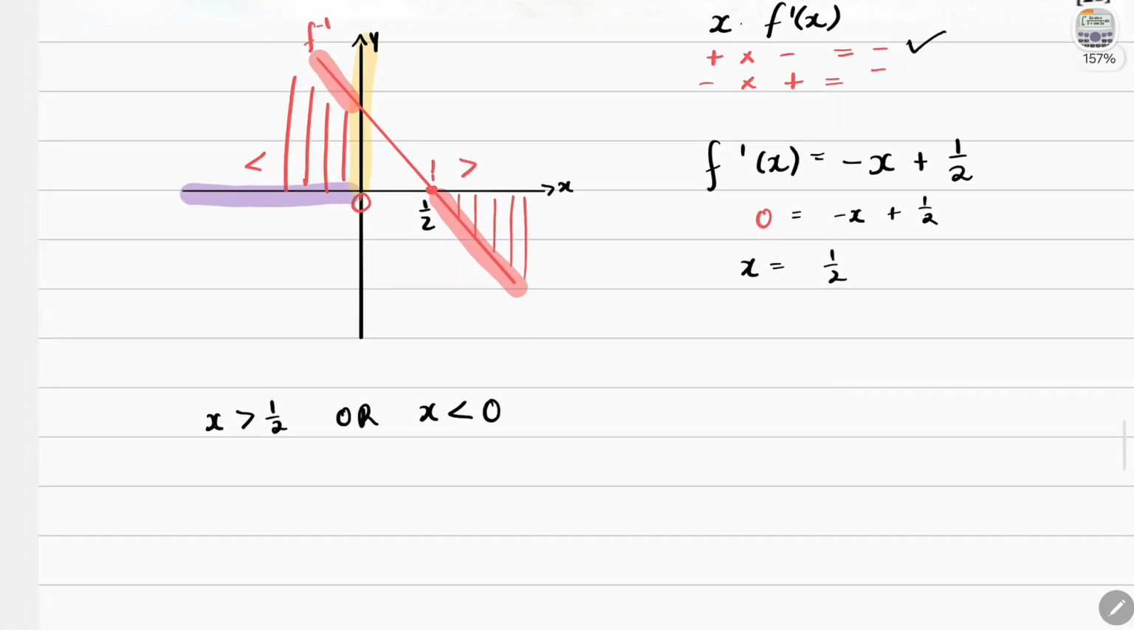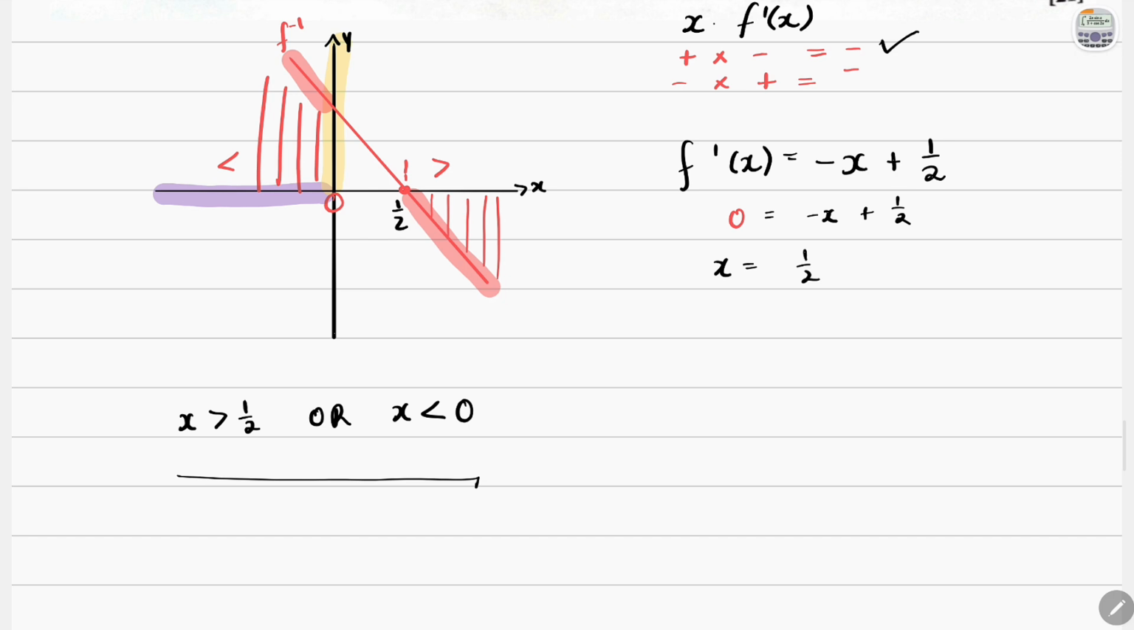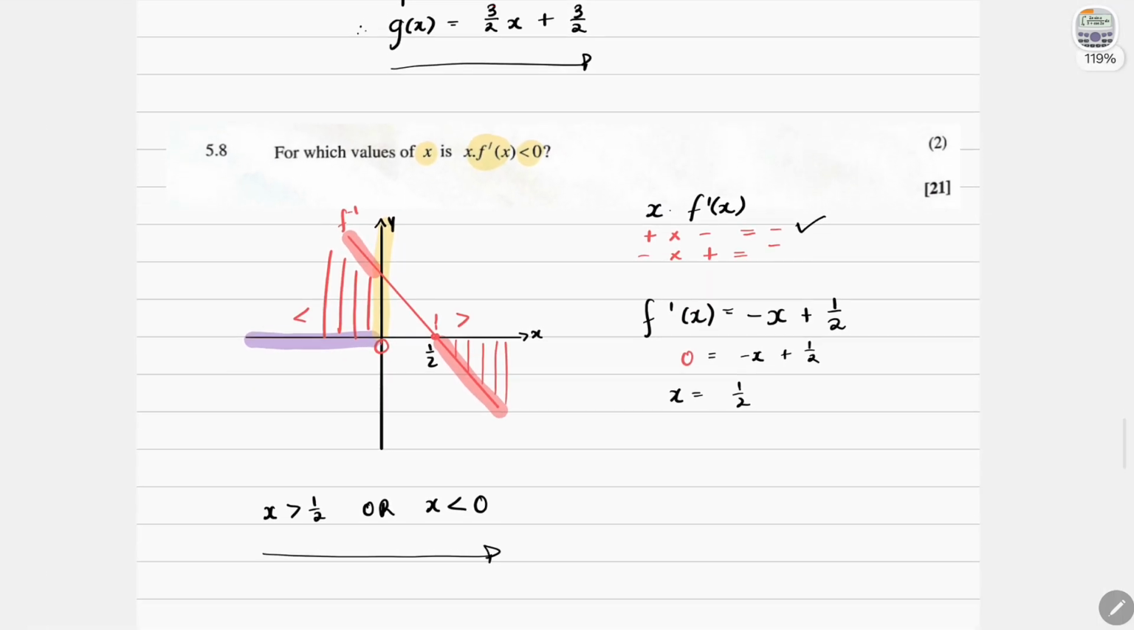They are not related. We don't have to write them together. And this is our answer. And that is it for question 5.